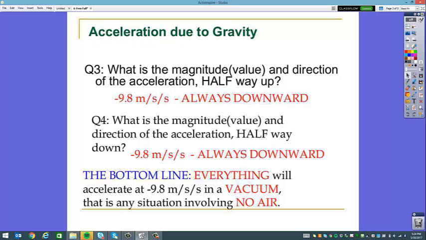Okay, and again, this is valid for every single situation that you can come up with, unless you're throwing in air resistance, which we will not do. So we kind of live in our own little physics world, and we do not include air resistance with it.